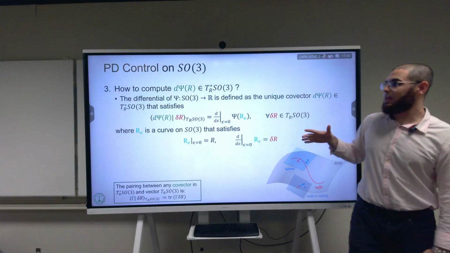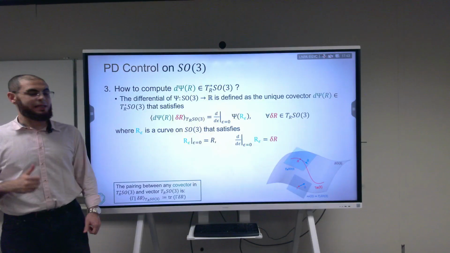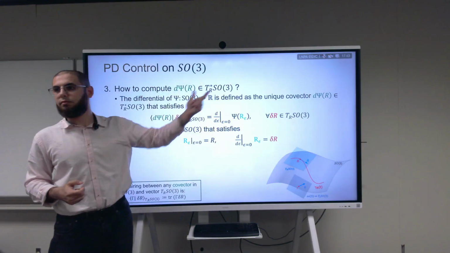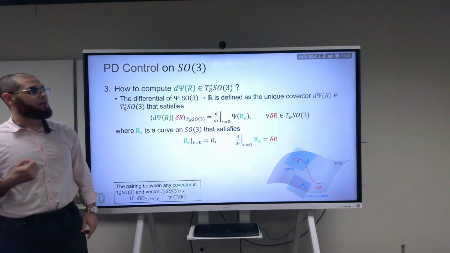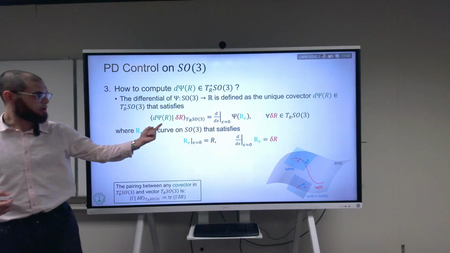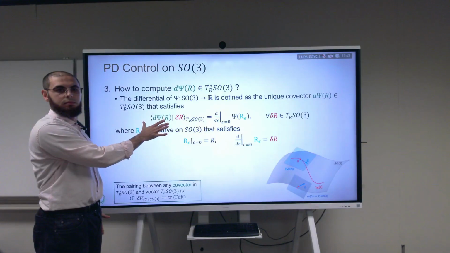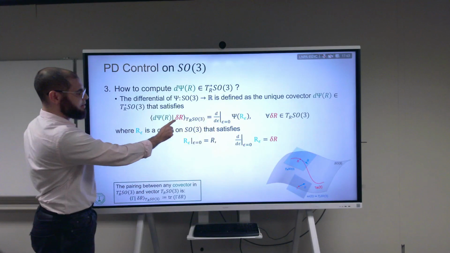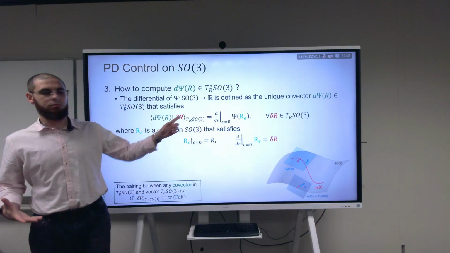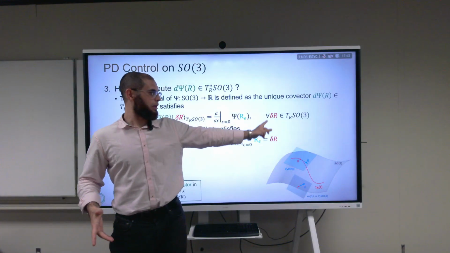Okay, so the first step, that's also a little bit of a recap, but this is our starting point for today. We said that the differential of the function psi is a covector, and it's defined as the unique covector that satisfies this equation here. So how do you read this equation? The green term is the covector, the differential, and the red term, delta R, is what? It's a vector. Any vector.